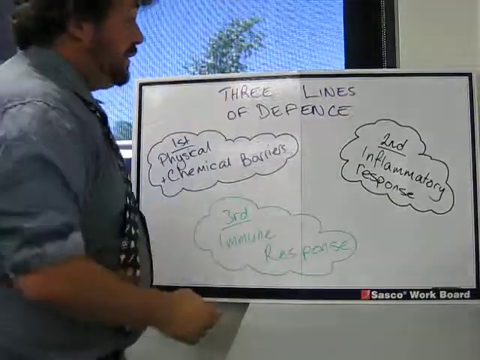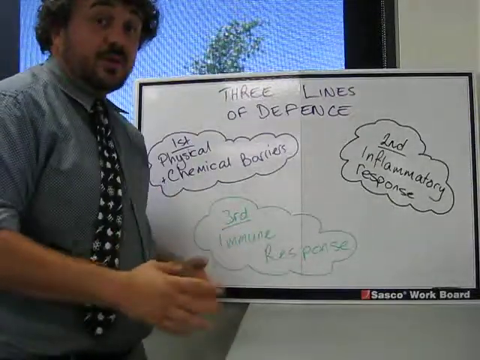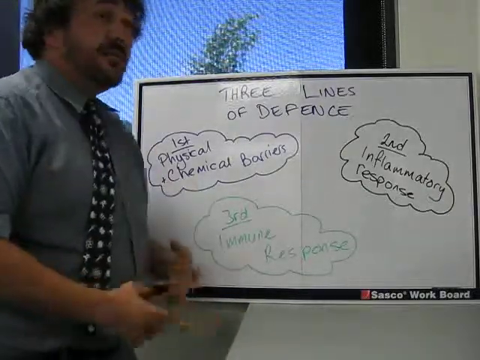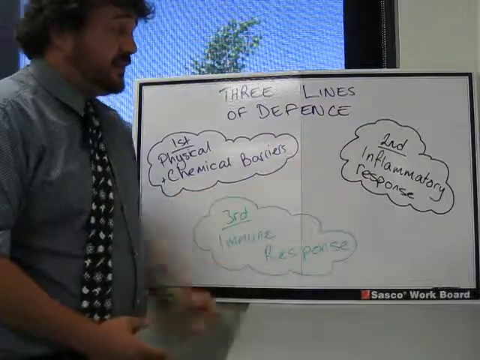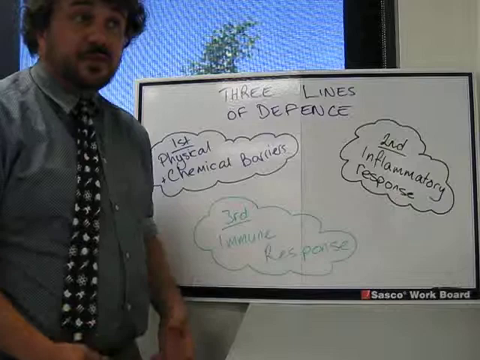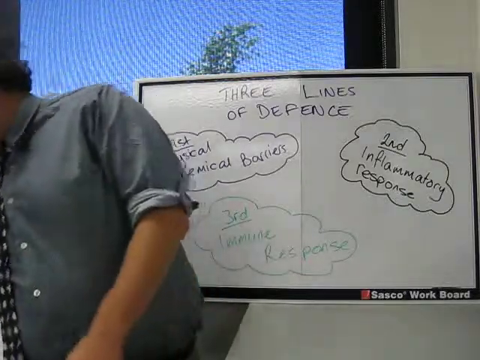Now, we are going to spend this quick video talking about the three lines of defense. You've got the first line of defense, which is physical and chemical barriers, the second line of defense, which is the inflammatory response, and the third line of defense, which we call the immune response.